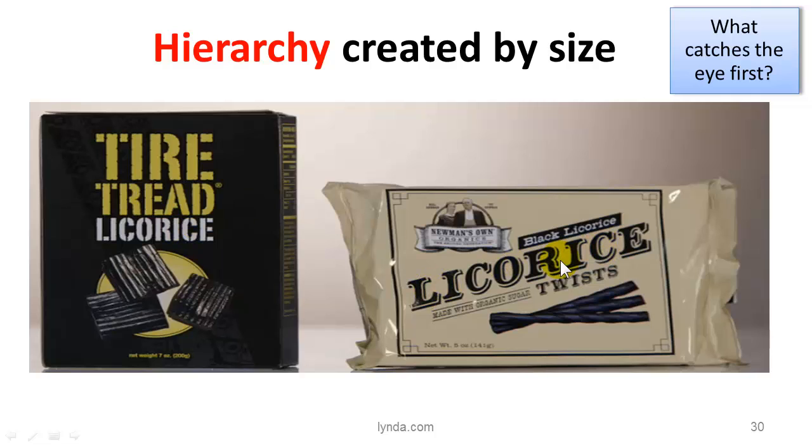Over here, the word licorice also catches the attention first. Notice the typography, notice the contrast, the black and the white. Notice the lines with direction. Here we have twists, we have the actual product twisting up. We also have some shapes going on here. So notice how our design principles are being used to communicate to the user.